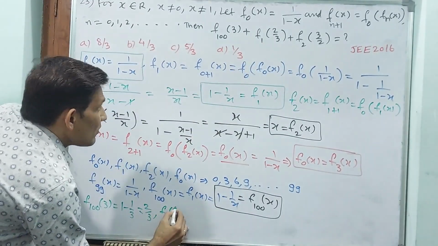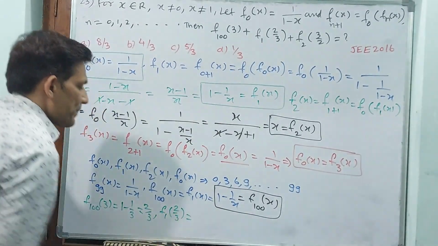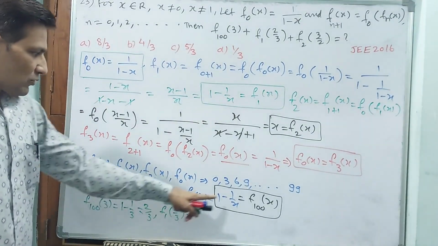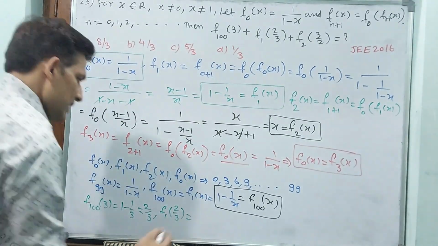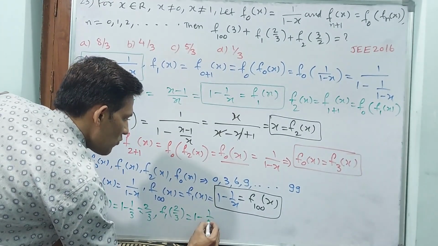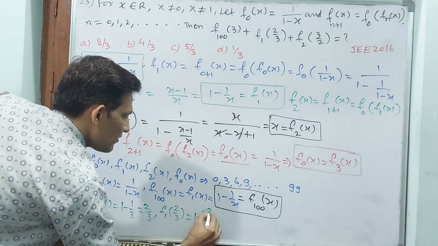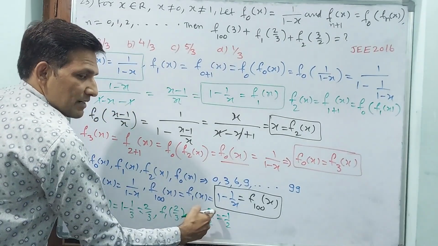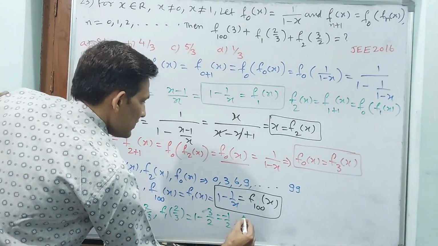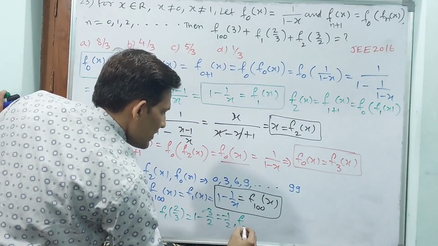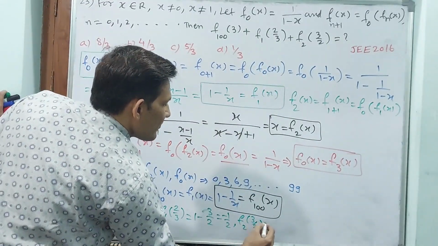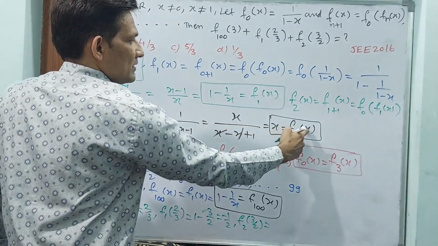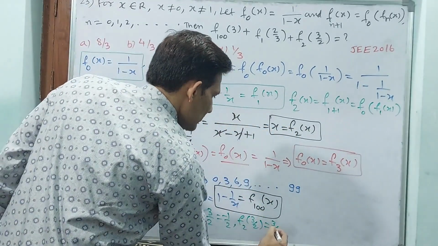f1 of 2 by 3 is also the same: f1 is 1 minus 1 by 2 by 3. 2 by 3 means 3 will go here, giving 2 minus 3 minus 1 by 2. Okay? Then you go for f2 of 3 by 2. f2 means the same directly will come: x means x will come. That means 3 by 2.